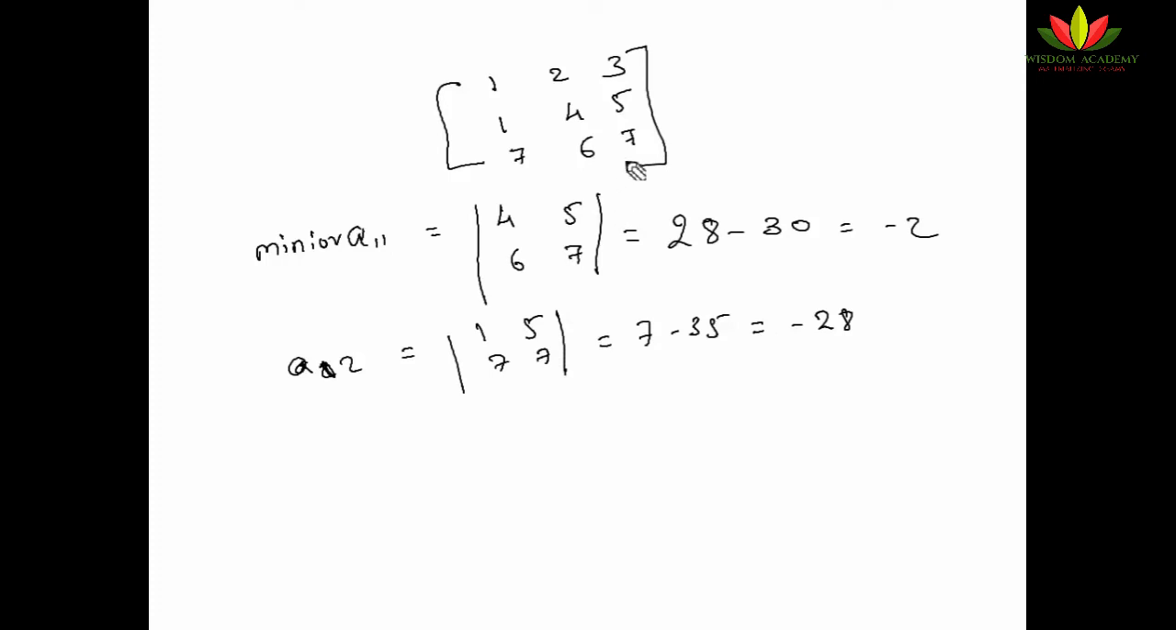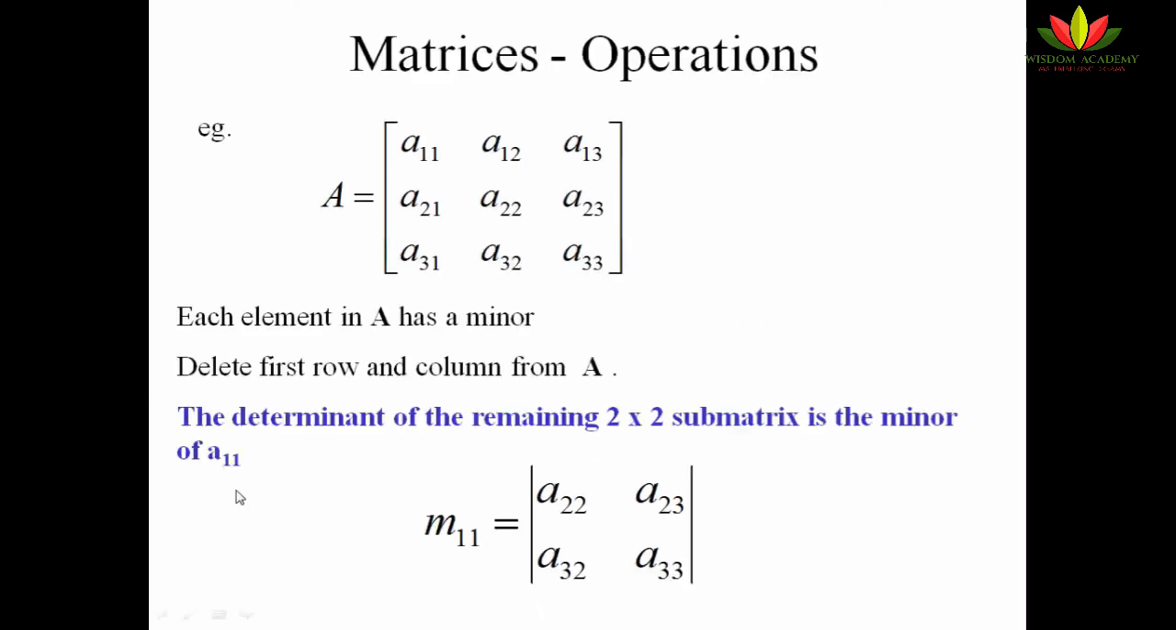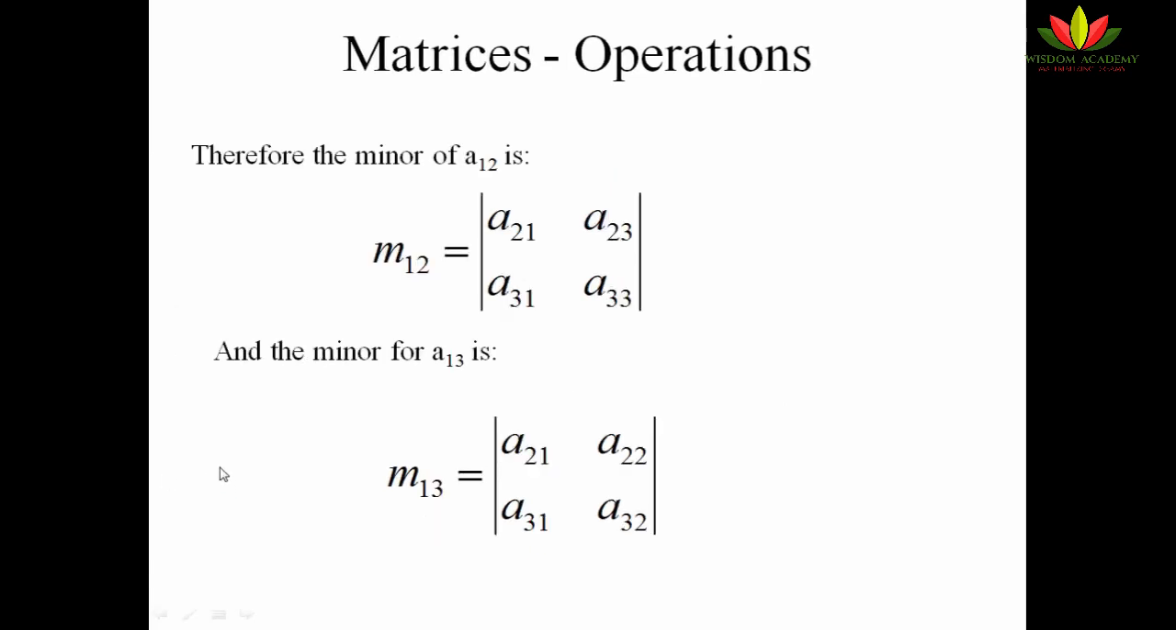Like this we can find it even for A33. For all the elements we can find the minor. For A33 I will leave the third row and third column. What will be my remaining? 1, 2 and 1, 4, which is going to be 4 minus 2, which is 2. So this is how I want to find the minor. Another important operation, the same thing was explained with numbers.